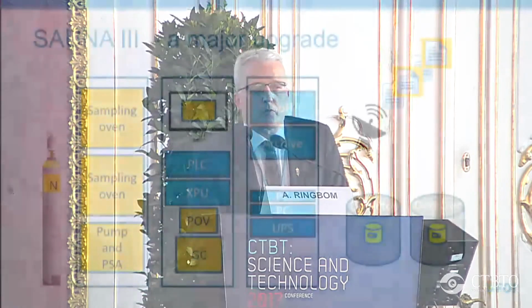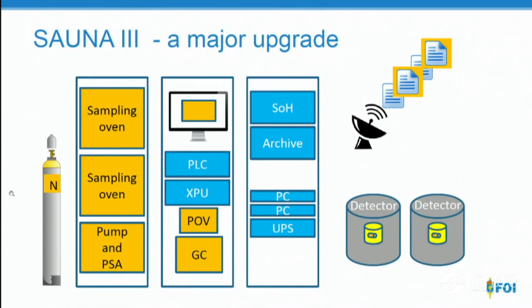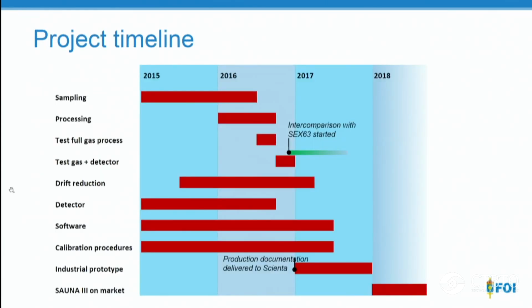Looking at the different components in the system, the ones in yellow here are the ones that you replace if you upgrade from a Sauna 2 to a Sauna 3: the first sampling rack, and then also the process oven, the GC, the software, and also the beta cells. And this is the project timeline that we used. We have now delivered the production documentation to our commercial partner, SnT Sensor Systems, and they are now producing the first commercial prototype. I think it should be ready for production for sale in 2018.